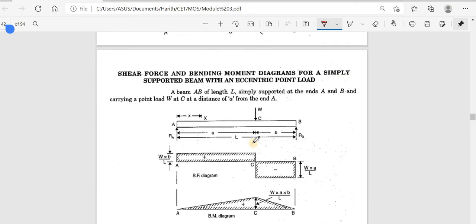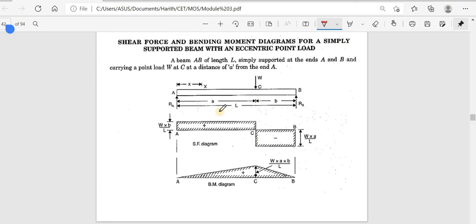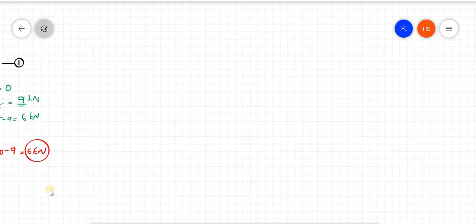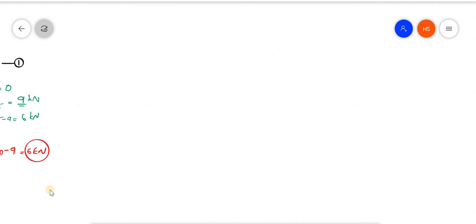Similarly, if a load is acting like this, the maximum bending moment will be WAB by L, that is, W A into B by L. So I will just sum these two. These are just simple things. Three conditions you have to understand. These values you have to understand.